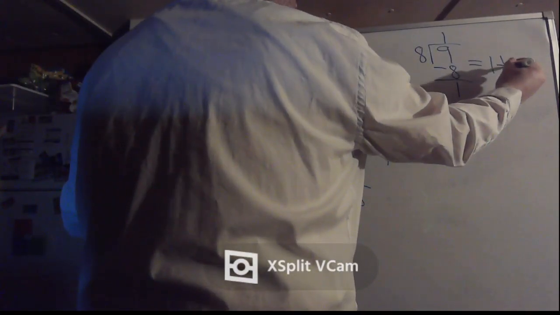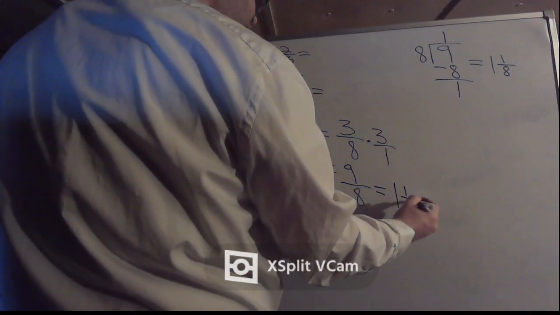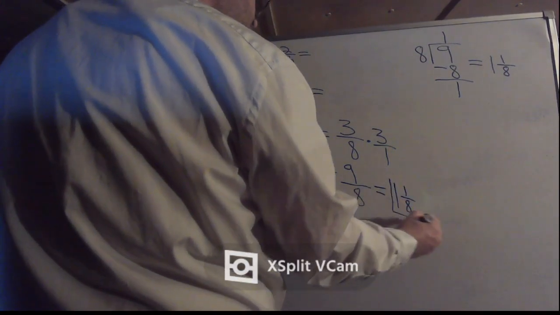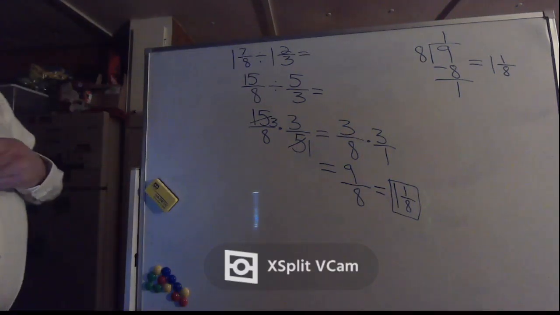So you have the whole number 1. That remainder of 1 will be your numerator. That divisor 8 will be your denominator. So the answer you are looking for is 1 1/8. So 1 1/8 is your final answer to this.